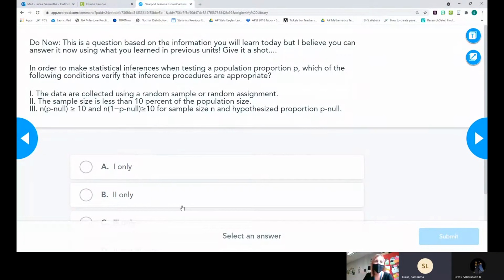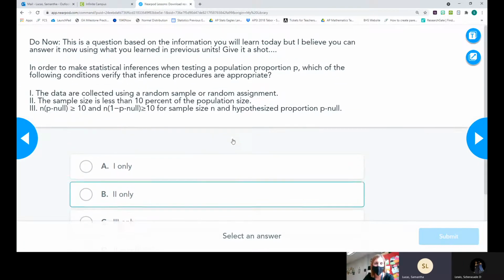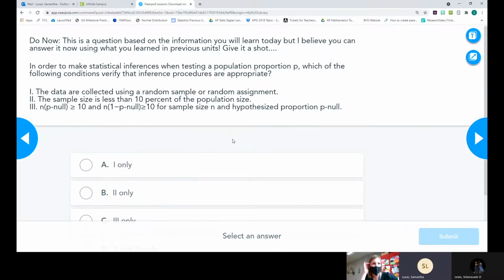Okay, so the question was based on information from previous units, but it was kind of a preview question because there's some stuff that we haven't talked about yet. So in order to make statistical inferences when testing a population, this is basically the other type of test that we're going to learn about. We learned about confidence intervals. Now this is hypothesis testing, significance tests. When we're testing for a population proportion P, we still have to verify the conditions.